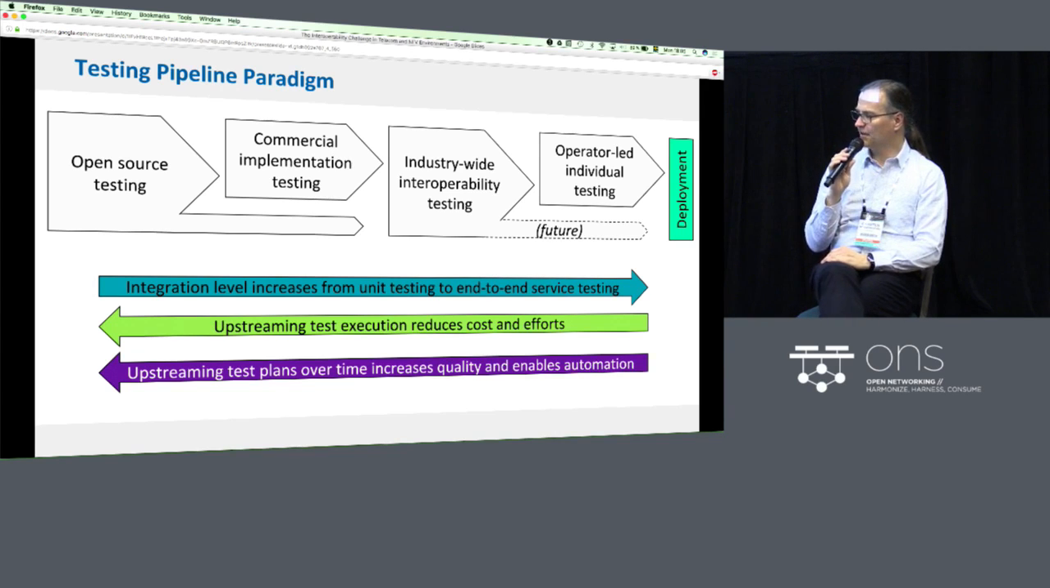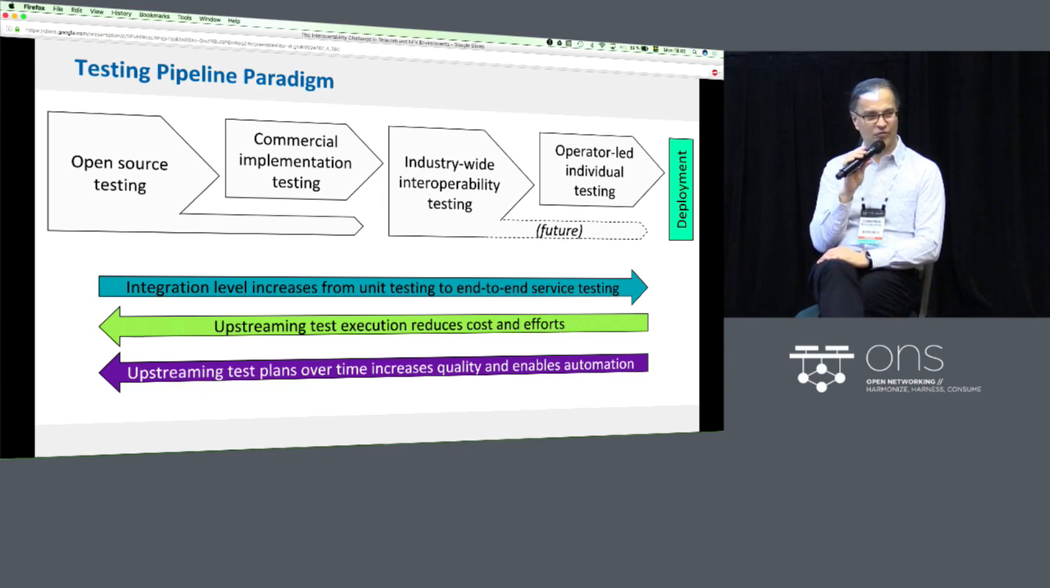So basically, it all starts with open source testing, open source initiatives, and then commercial implementations are derived from open source, most often these days. So the commercial implementations need to be tested. Once that is done, industry-wide interoperability needs to be tested across all of these different initiatives and implementations. And in the end, the operators, the service providers, do their own testing.